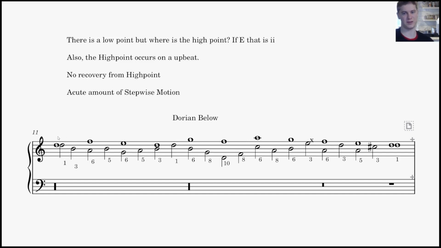There might be some more things than I touch on in these that are wrong with it. There might be some good things about them that I don't really talk about, but the main things I'm going to talk about are the ones that stick out to me. So this first response is for Dorian below. The counterpoint is written below.